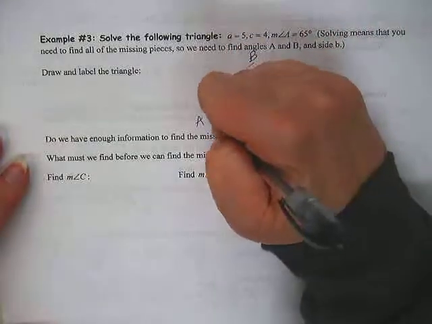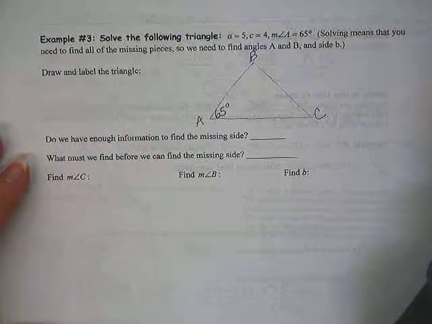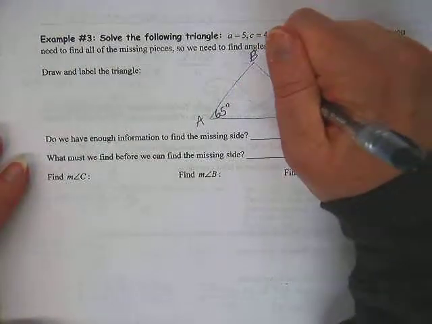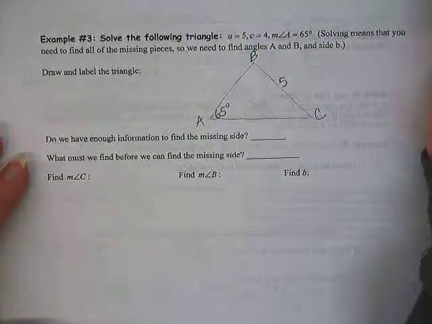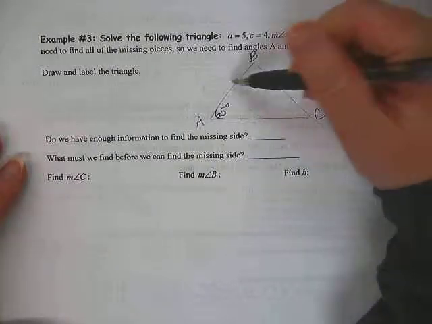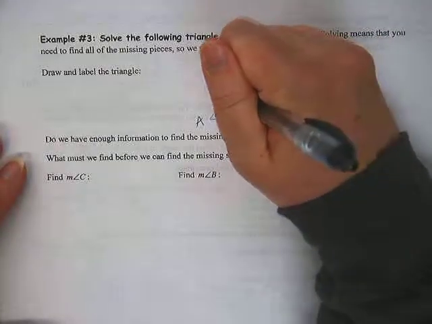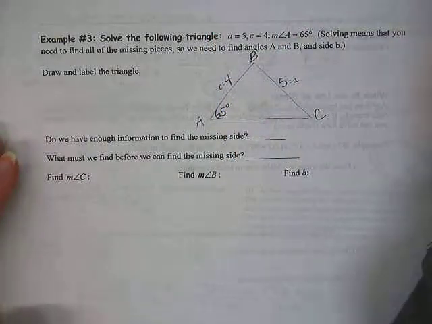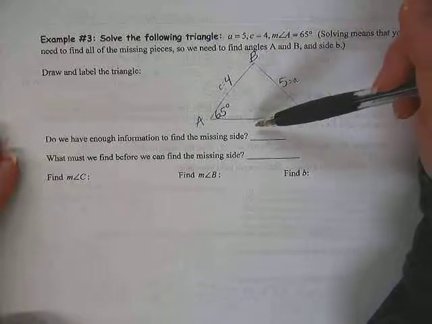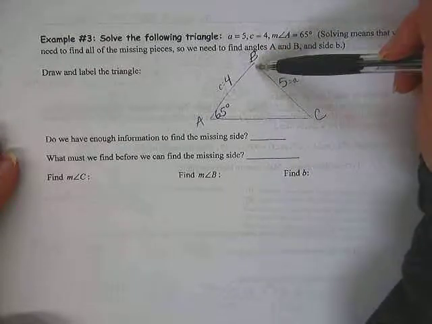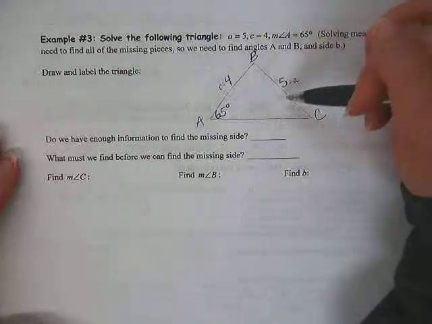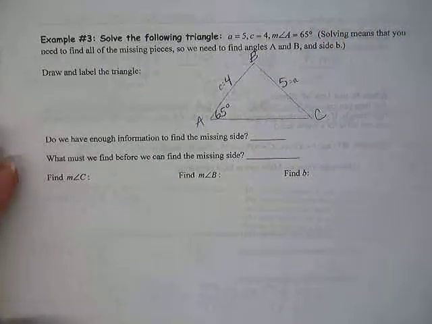Okay, we only have one angle, and that's 65. I'm going to write that in there. And then we have side A across from that, so side A is 5. Right? And then we have side C across from C, so side C is 4. And we don't know angle B, so we can't find side B unless we know angle B. And we don't know angle C, but we have the information we need to be able to find angle C.